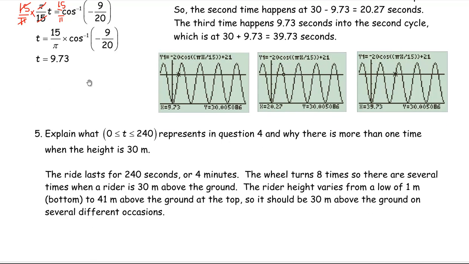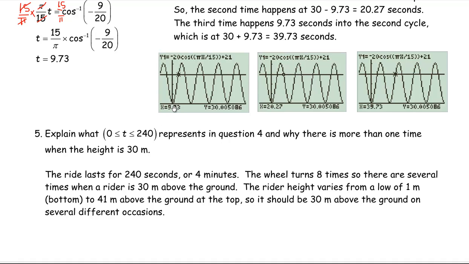So question number 5 says, explain what the 0 to 240 represents in question 4 and why there is more than one time when the height's 30. So this means we're considering the length of a ride of 240 seconds. So 0 to 240. And there's quite a few because, see, the period's only 30 seconds long.